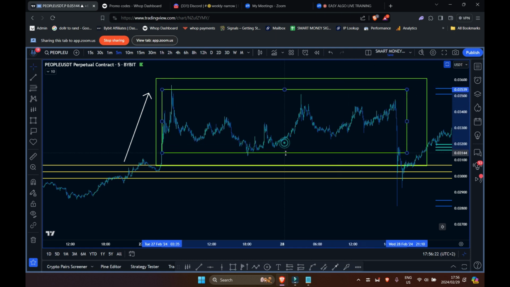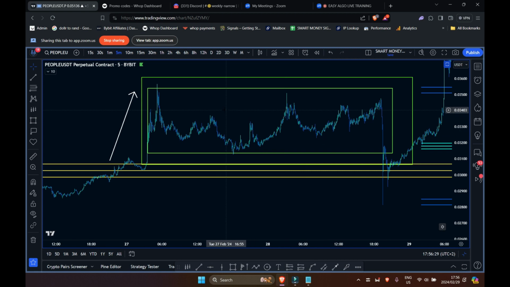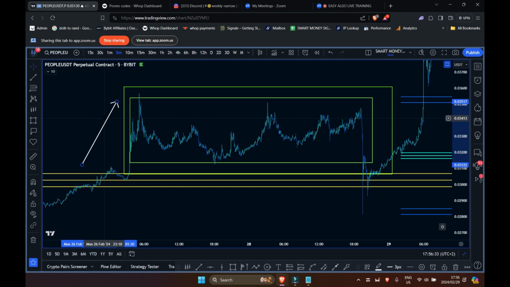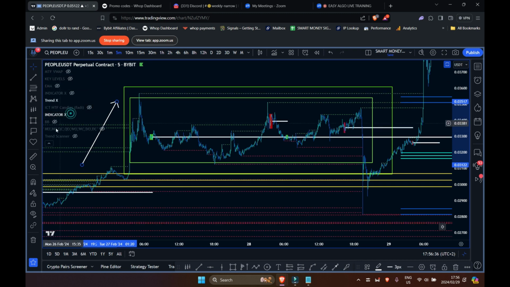And it happened for a while, actually. It happened from the 27th of Feb till the 20th. So it's a whole day of ranging. When price ranges like this, and we can anticipate the range through this process I've just explained to you, we can turn on indicator X.